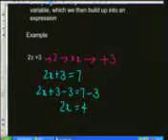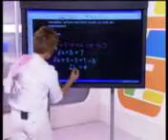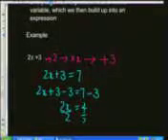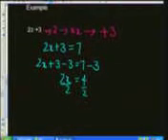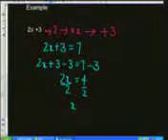What does 2x mean? 2x means 2 times x. So I do the opposite. And the opposite of multiplication is division. So I will divide both sides by 2. And that will give me an answer of x is equal to 2.